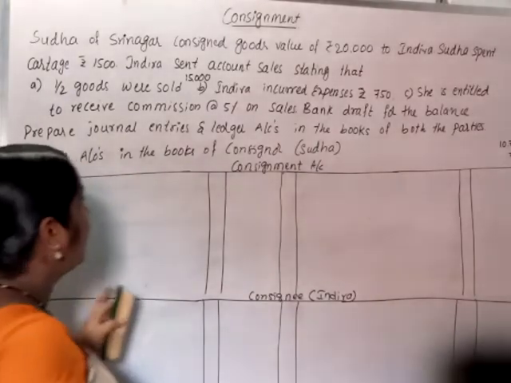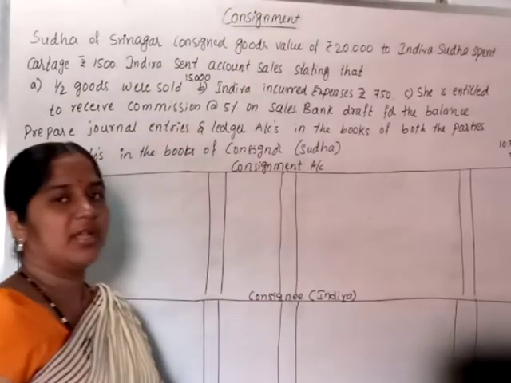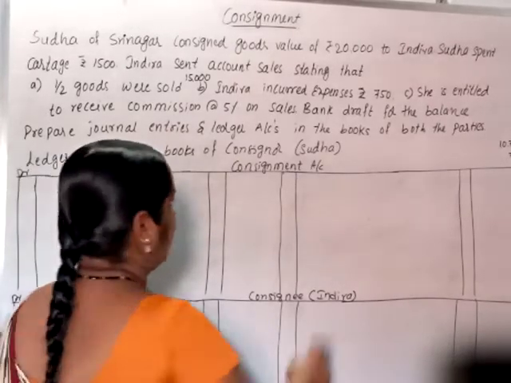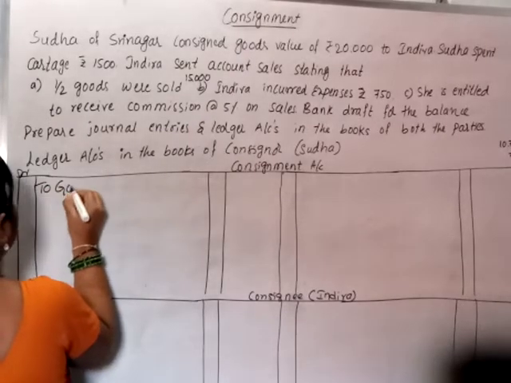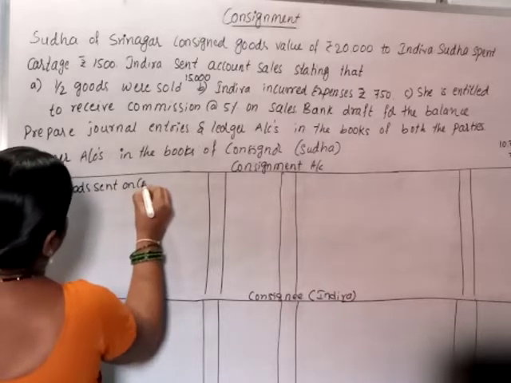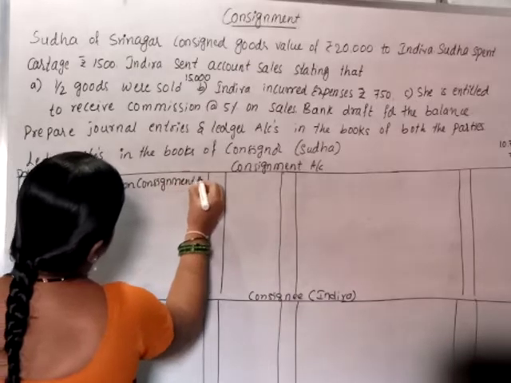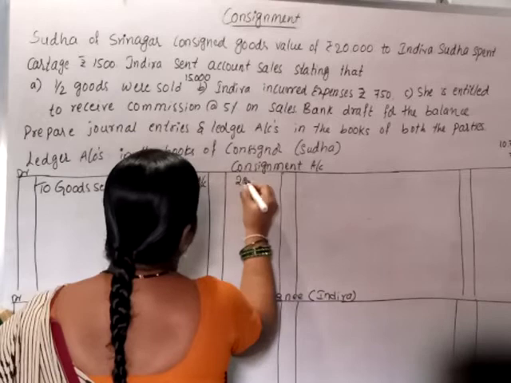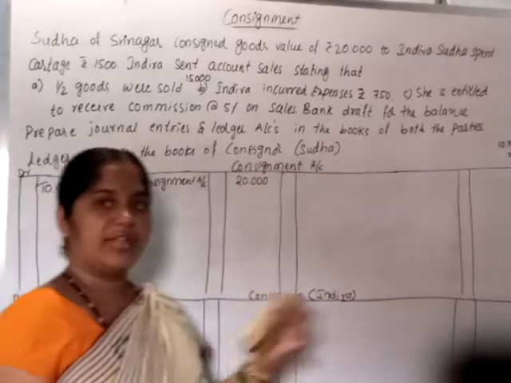First journal entry, goods sent on consignment value. So first journal entry is consignment account debit to goods sent on consignment account. Value of the goods sent on consignment is 20,000 rupees. Again for the goods sent on consignment account we should write on the credit side.